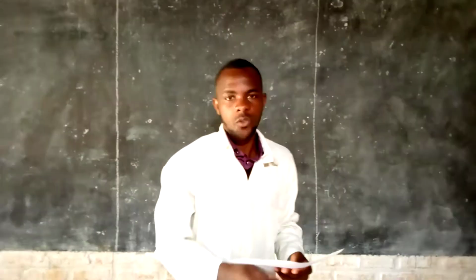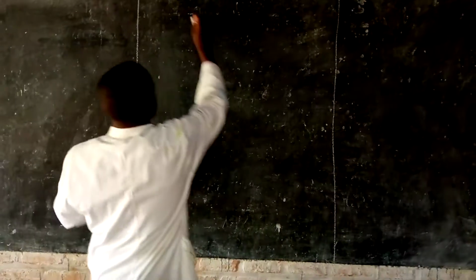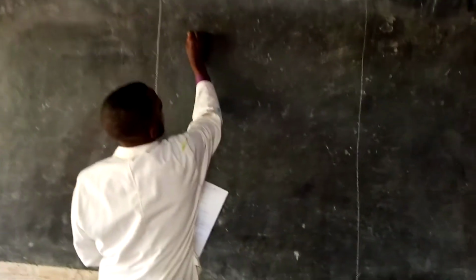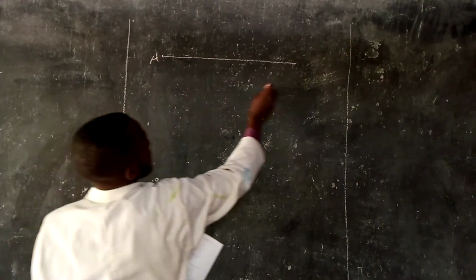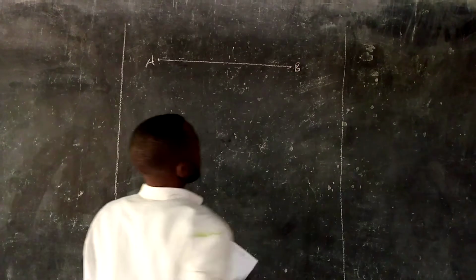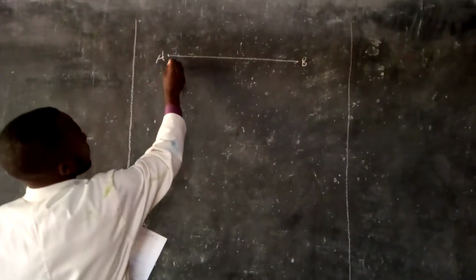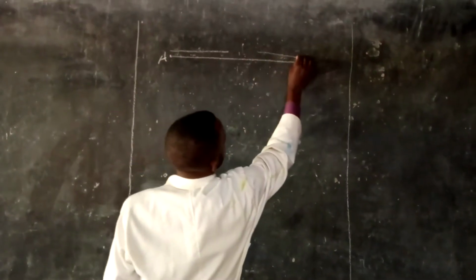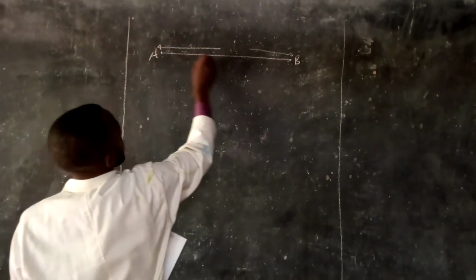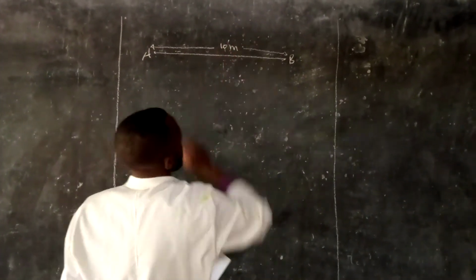Let us start the lesson of today. Here we have a line segment. This is a point A. This is a point B. So now from point A to point B, here we have 10 meters.